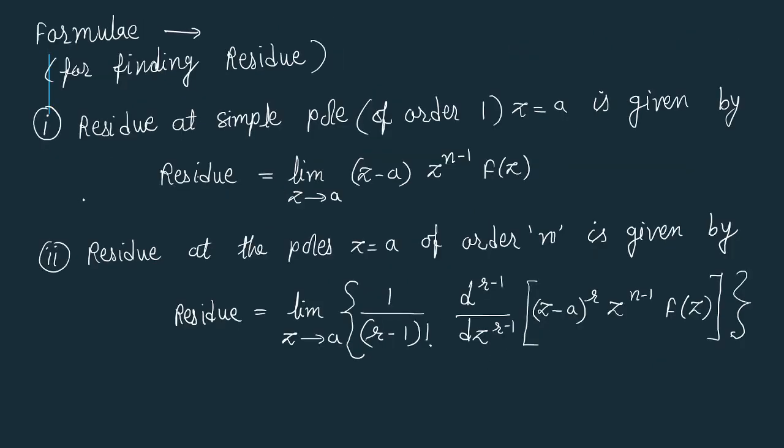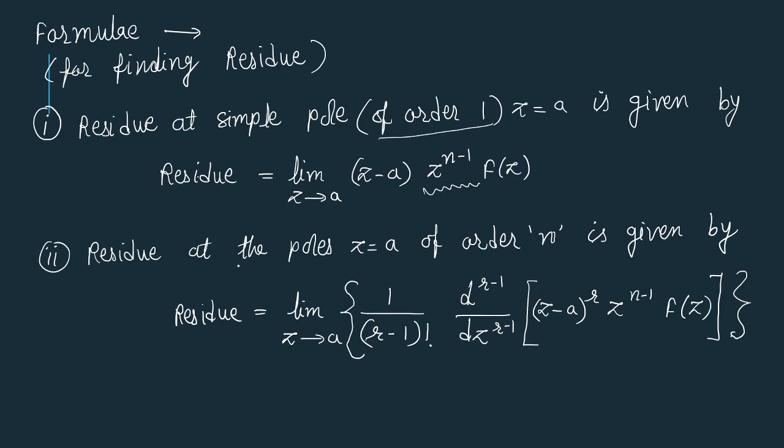Now, there are two formulas for finding residues. First is the residue at a simple pole, that means its order equal to 1. At z equal to a, it is given by residue equal to limit z tends to a, z minus a, z to the power n minus 1, F of z. Here also we write down z to the power n minus 1 into F of z.